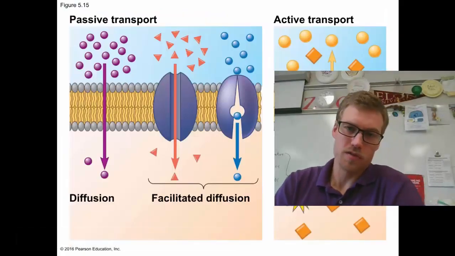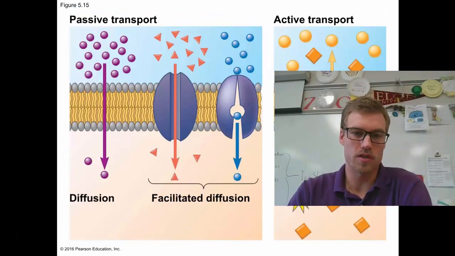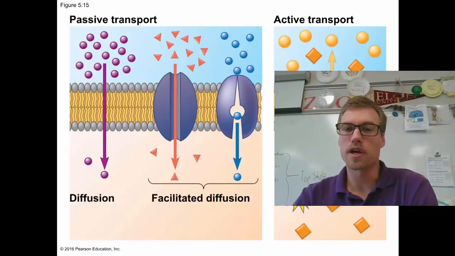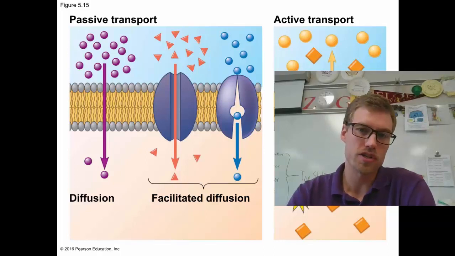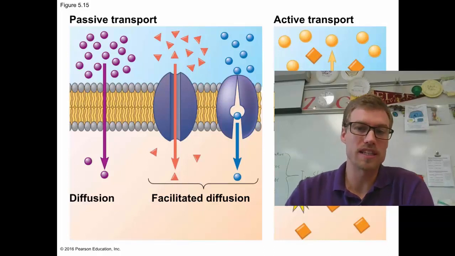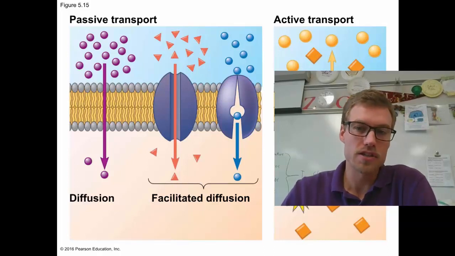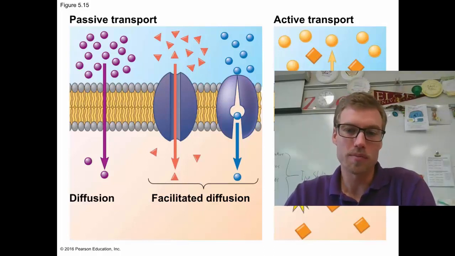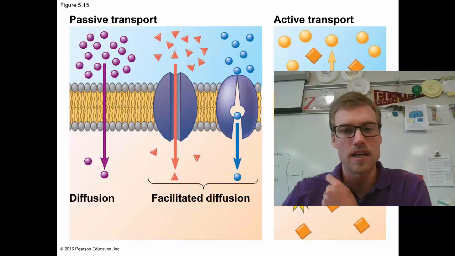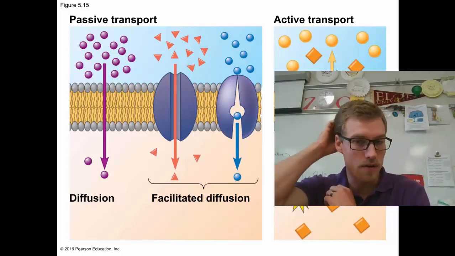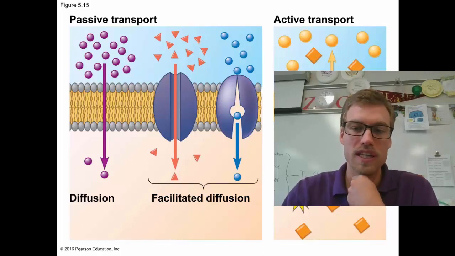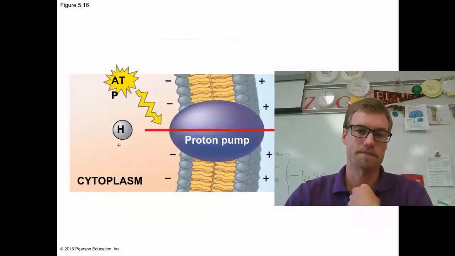So our passive transport was either the process of diffusion or facilitated diffusion, and that's where we were moving things with the concentration gradient. With active transport, we're moving things against the concentration gradient. And so one of our prime examples of that is the sodium-potassium pump, where we are pumping sodiums into the cell and we are pumping potassiums out of the cell. And in both cases, we are moving things against their concentration gradients.